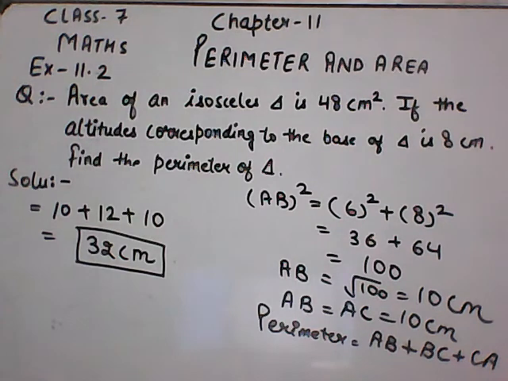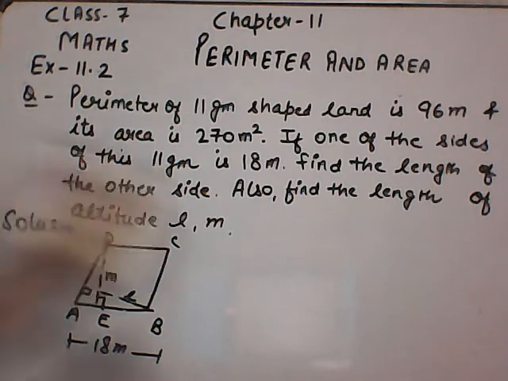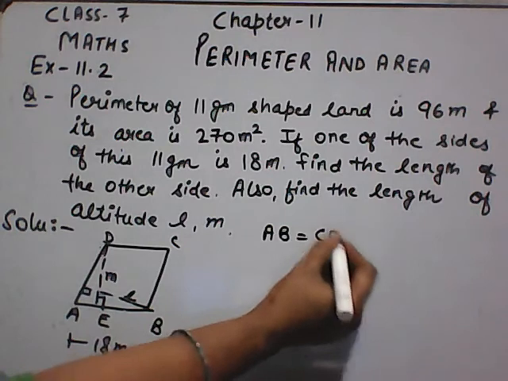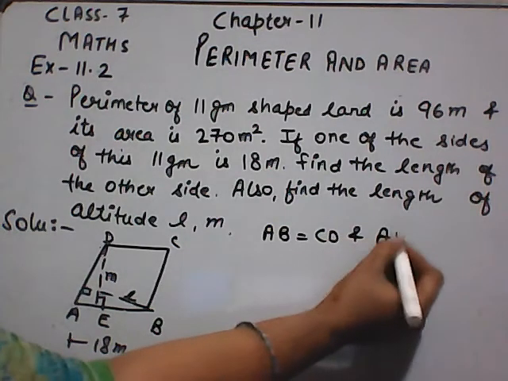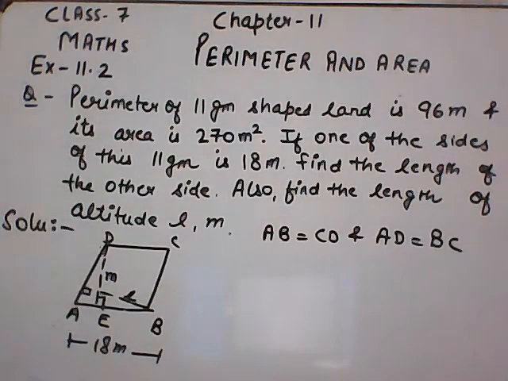Let's continue. Next question. In this question, perimeter of a parallelogram shaped land is 96 meter. That means in this question, a figure of a parallelogram is given to you. Here ABCD is a parallelogram. In a parallelogram, opposite sides are parallel and equal. So in this diagram, AB is equal to CD and AD is equal to BC. Opposite sides are equal.